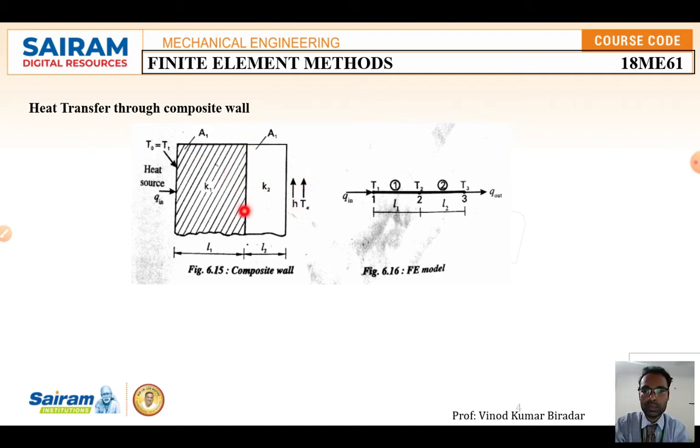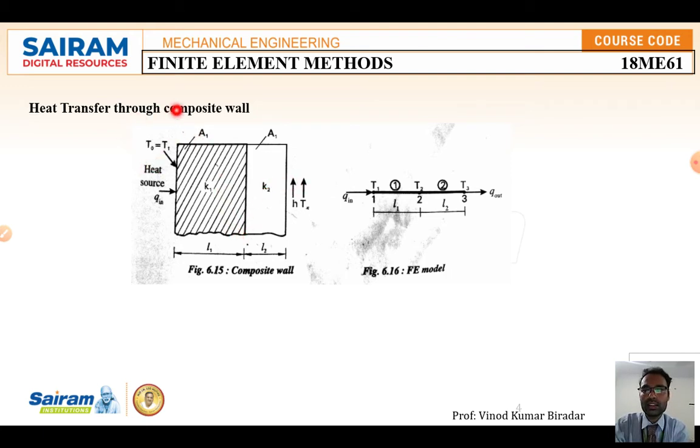So this is element number 1. If you draw the free body diagram of this, this is node number 1, node number 2, node number 3. Instead of displacement, here we denote the nodal temperatures as T1, T2, T3. Here there are 2 degrees of freedom, that is, 2 boundary conditions are given.